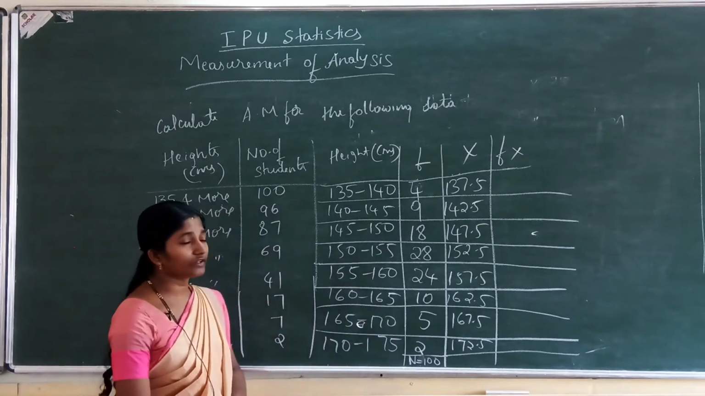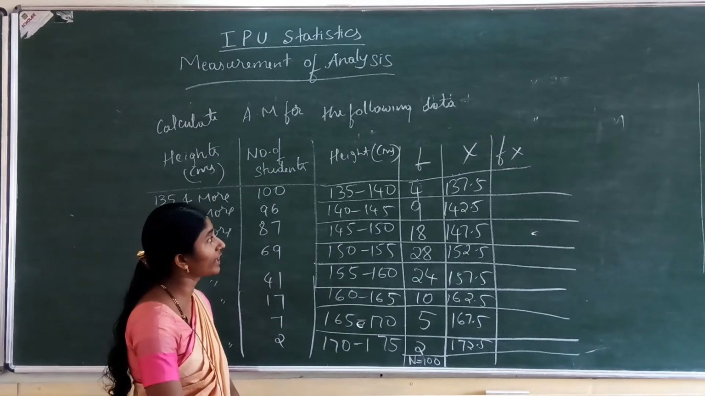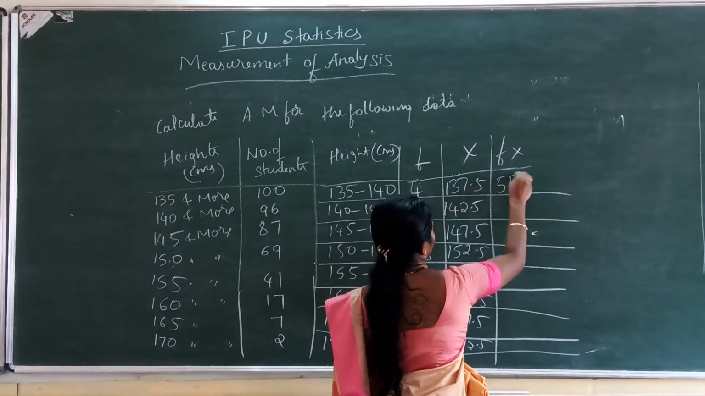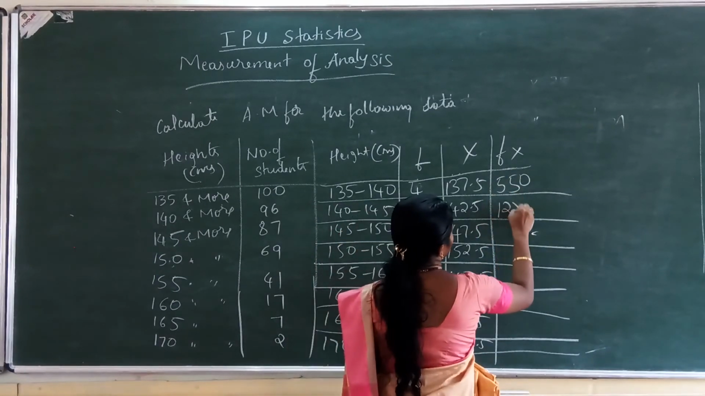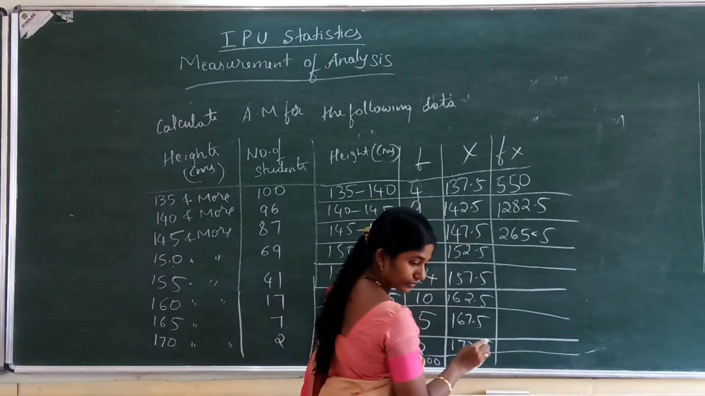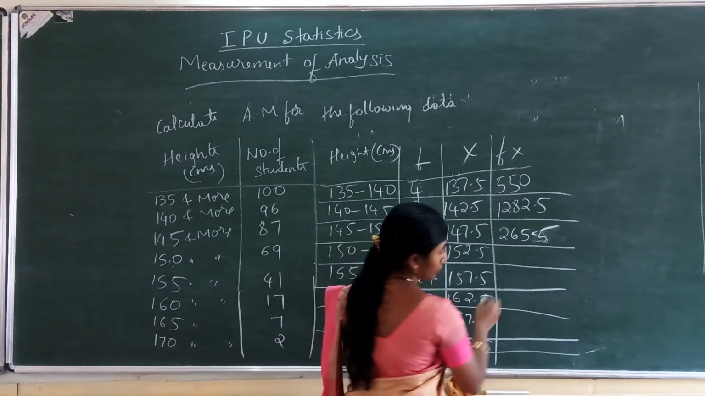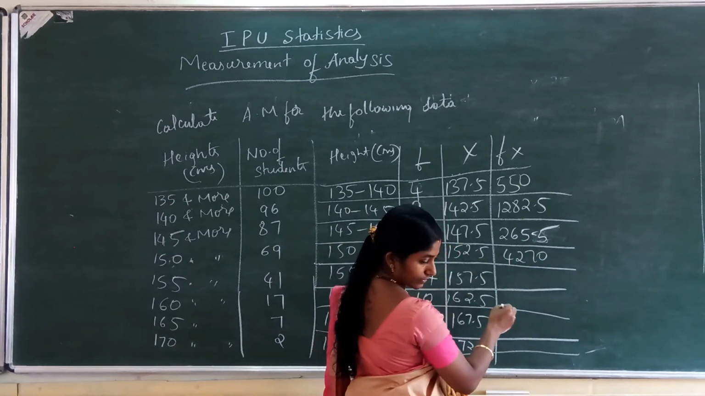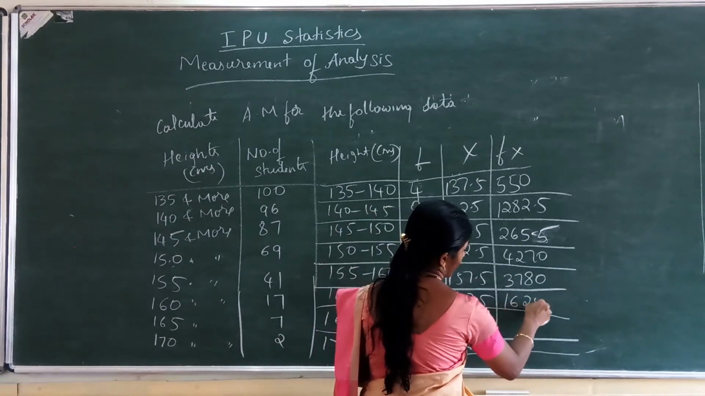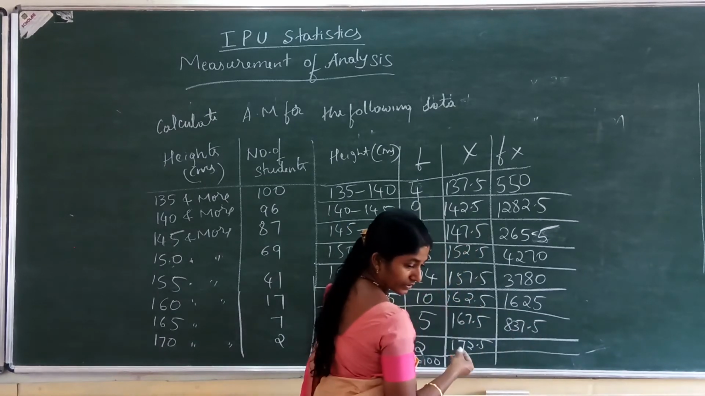Now, they have not given which method. I will take the direct method. You can use the shortcut method also. Here f into x, multiply f and x. That time your answers will be 550, 1282.5, 2655, 4270, 3780, 1625, 837.5, then 345.